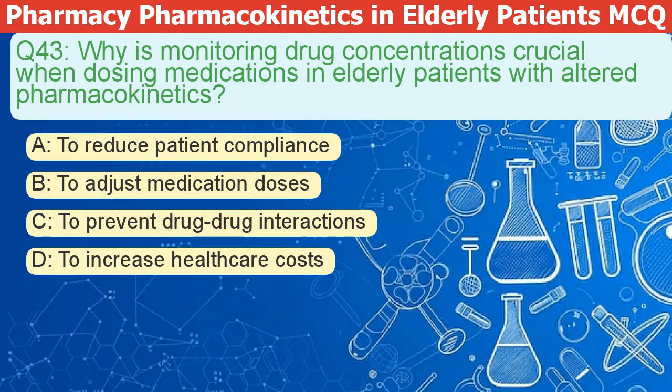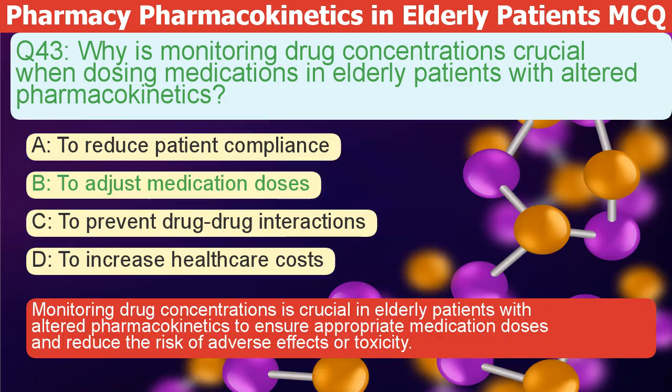Why is monitoring drug concentrations crucial when dosing medications in elderly patients with altered pharmacokinetics? A. To reduce patient compliance. B. To adjust medication doses. C. To prevent drug-drug interactions. D. To increase healthcare costs. The correct answer is B. Monitoring drug concentrations is crucial in elderly patients with altered pharmacokinetics to ensure appropriate medication doses and reduce the risk of adverse effects or toxicity.